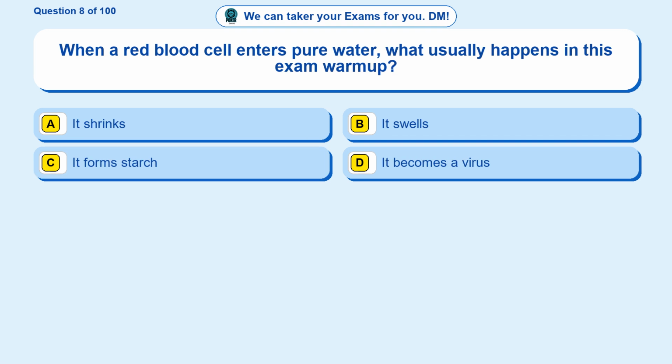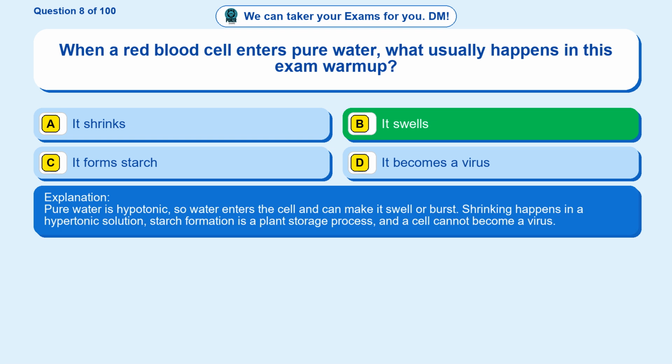Question 8. When a red blood cell enters pure water, what usually happens in this exam warm-up? Option A, it shrinks. Option B, it swells. Option C, it forms starch. Option D, it becomes a virus. The correct answer is option B, it swells.